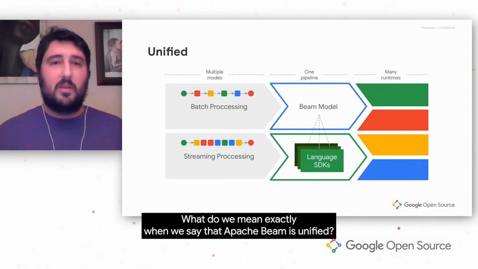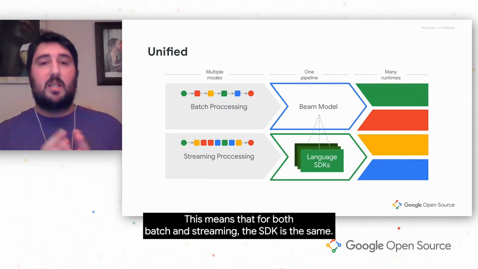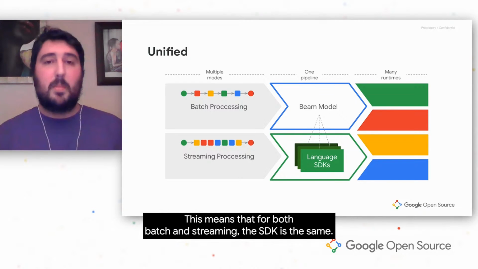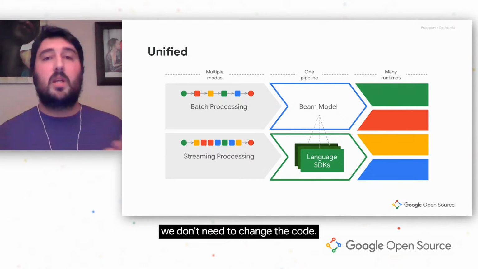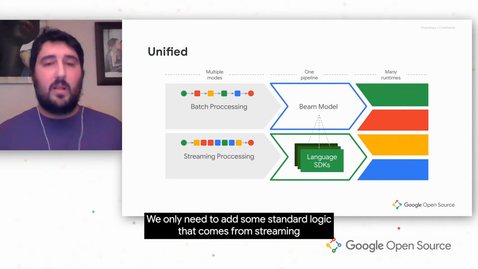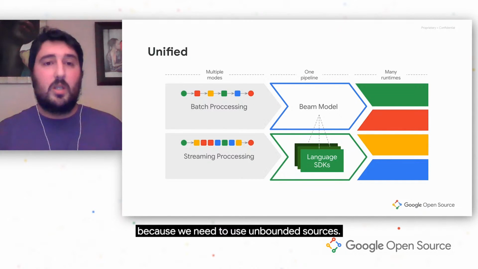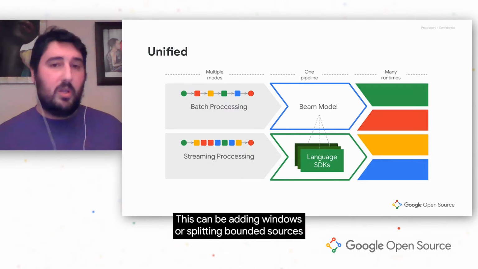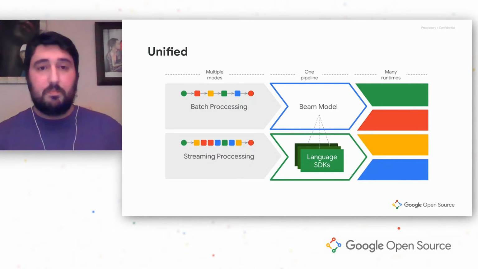What do we exactly mean when we say that Apache Beam is unified? This means that for both batch and streaming, the SDK is the same. So if we write something in batch and we want to move it to streaming, we don't need to change the code. We only need to add some standard logic that comes from streaming because we need to use unbounded sources. This can be adding windows or splitting the bounded source in different chunks of bounded data.